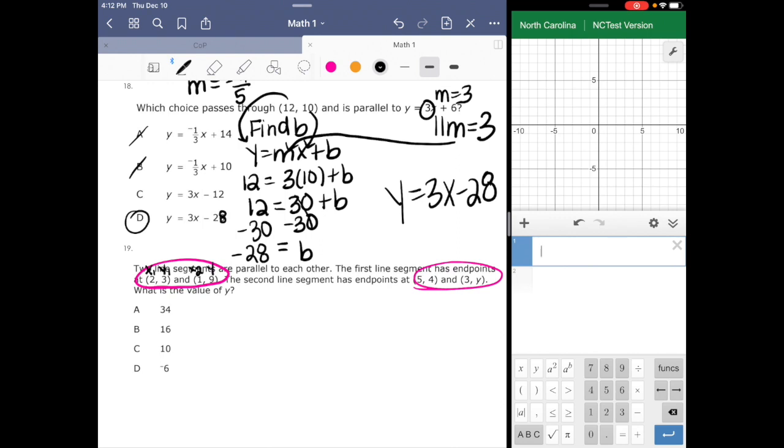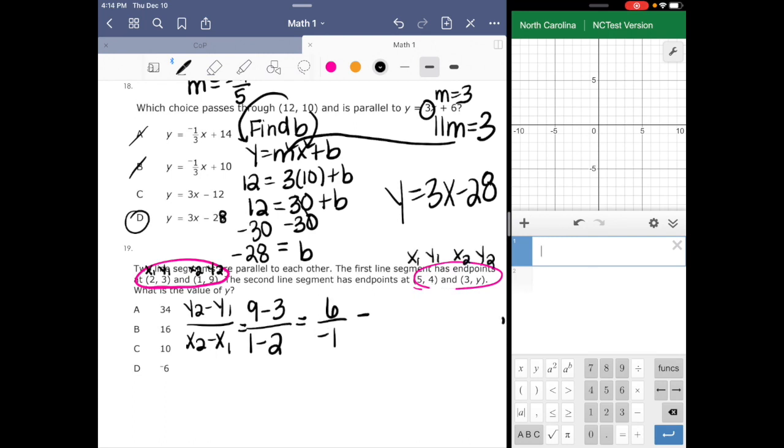So remember, this is x1, y1, x2, y2. So this is going to be y2 minus y1 over x2 minus x1. So it's going to be 9 minus 3 over 1 minus 2. All right, 9 minus 3 is going to give me 6. 1 minus 2 is negative 1, so that's going to give me negative 6.